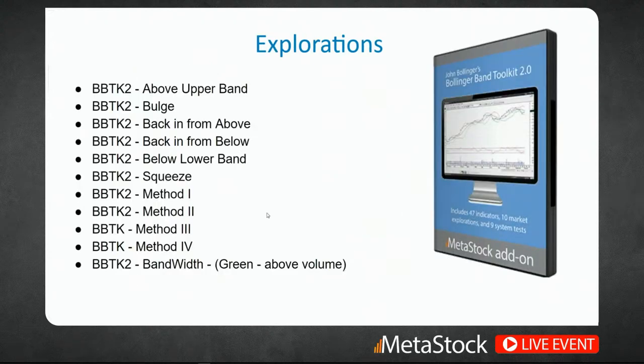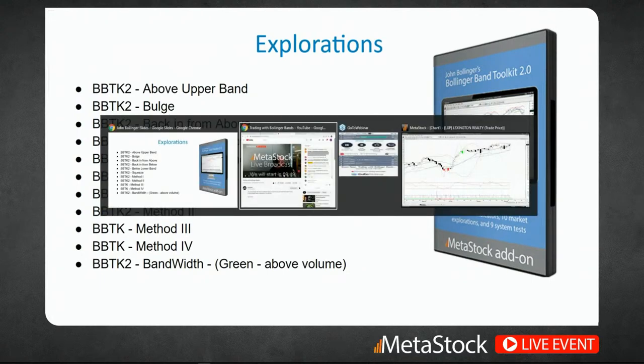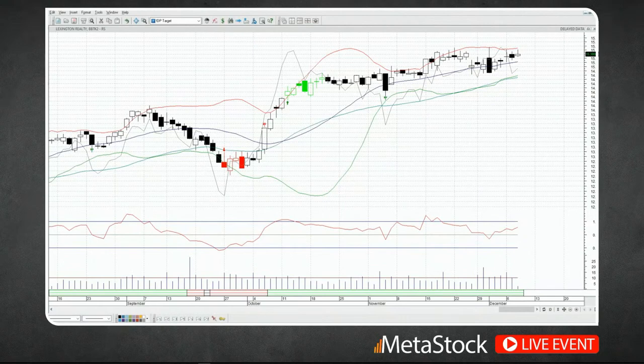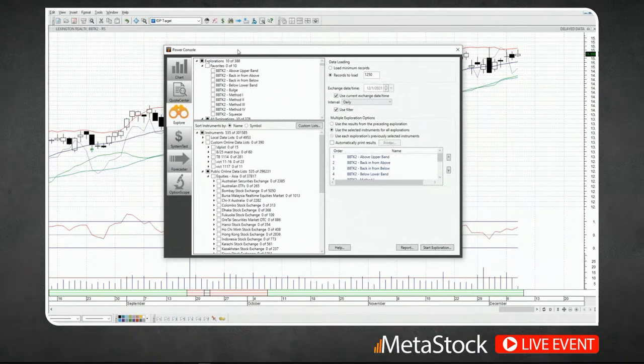In addition, one of the things John talked about a lot is the bulge and the squeeze patterns. In MetaStock, there are 9 explorations as part of this package with John. If I wanted to find a squeeze pattern, let me go into MetaStock real quick. If I wanted to find any of the stocks that have a squeeze pattern today, I can open up my Power Console. Here are all of the scans that are available in the Bollinger Band Toolkit 2.0.